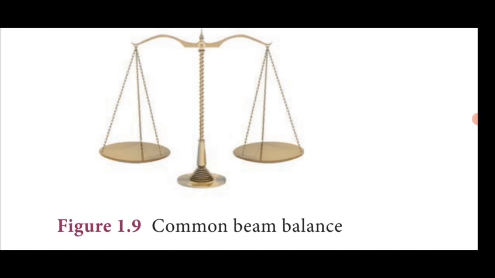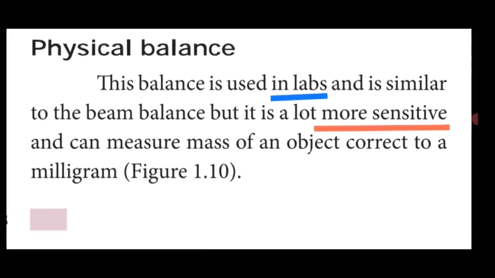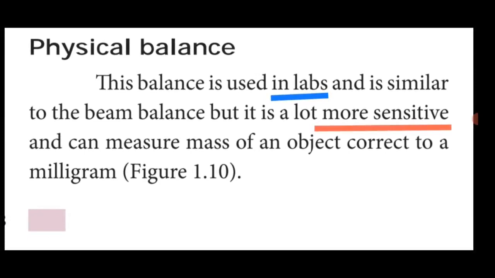Another measuring instrument is the physical balance. This balance is used in labs and is similar to the beam balance. But it is a lot more sensitive and can measure the mass of an object correct to milligram also. The physical balance is more sensitive, so the mass of the object is correct to milligram. This balance is used for labs.